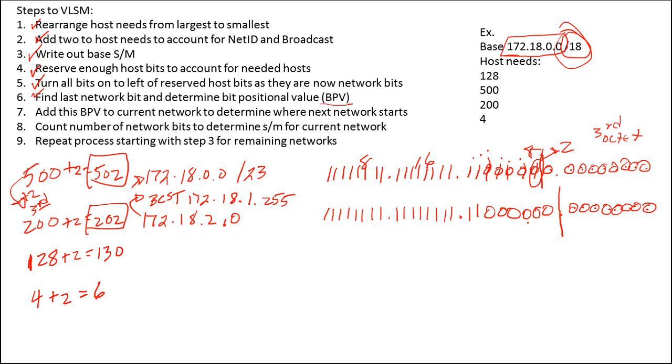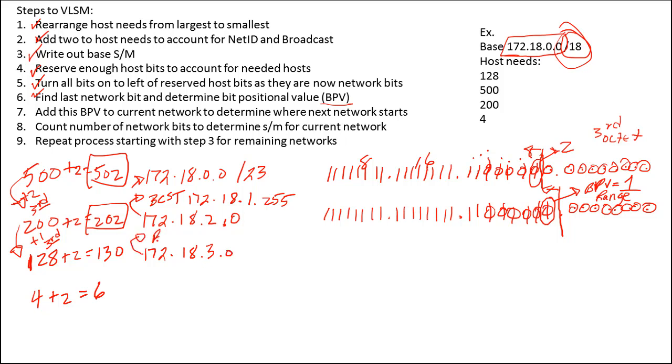So our demarcation line winds up right there on that octet, but we just keep following suit and we turn everything to the left of that line on to be network bits, right? Then we find our least significant network bit, and its bit positional value in this case equals a 1, and that's our range, and it's on the 3rd octet. So we just come down here and we add a 1 to the 3rd octet from this network to get to the next network. So 172.18.3.0 is where our next network starts.